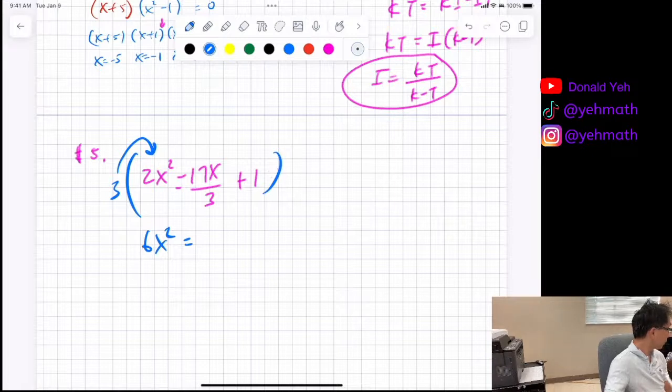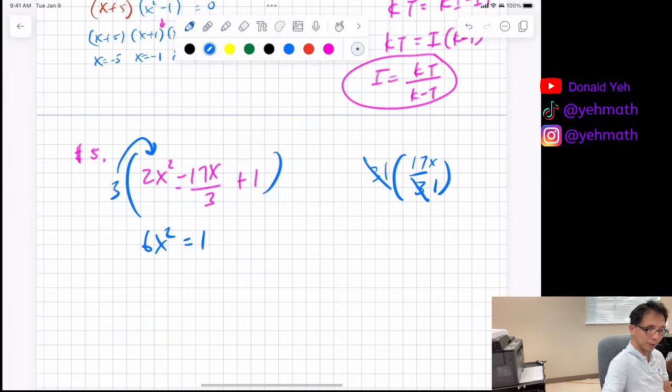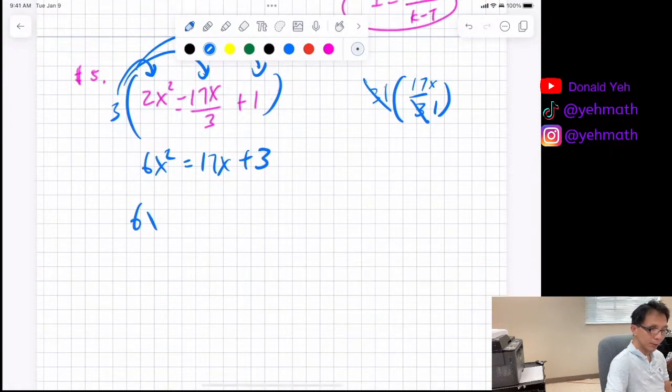Okay, look at the 4. Look at the 3, right? So if 3 is next to 17x over 3, the fastest way, don't distribute, just simplify. Like this, and write down 1 next to it. So it'll be 17x. Does that make sense? And then multiply this by plus 3. And then you're going to get 6x squared minus 17x minus 3.